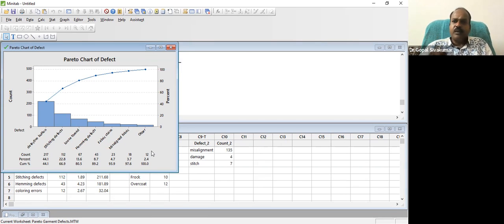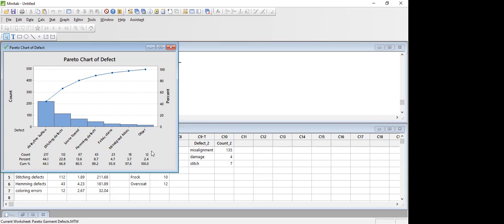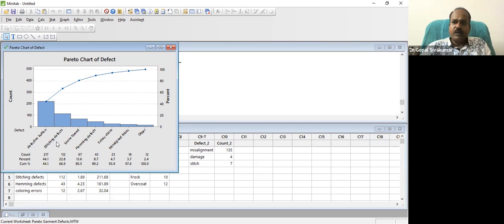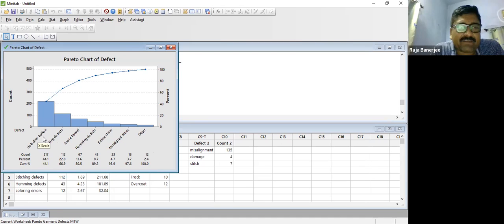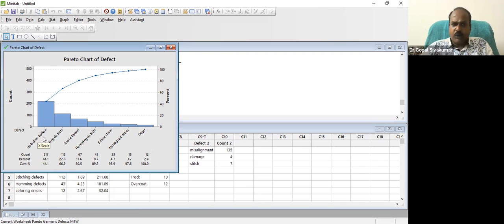Now tell me, which problem would you be interested in attacking first? Come on. The stitching? Who wants to attack the stitching? Stitching is first or defective button is first? The defective button's frequency is more. Defective buttons, according to the frequency.